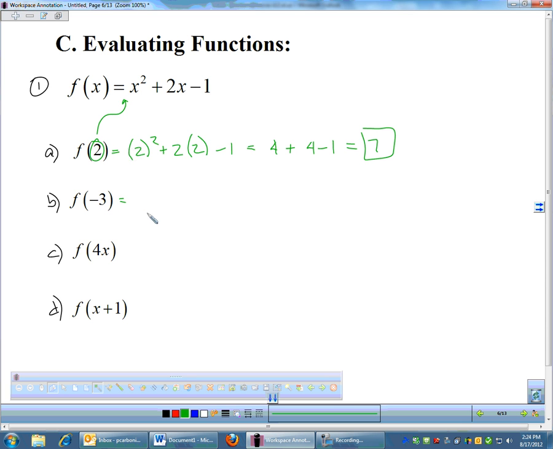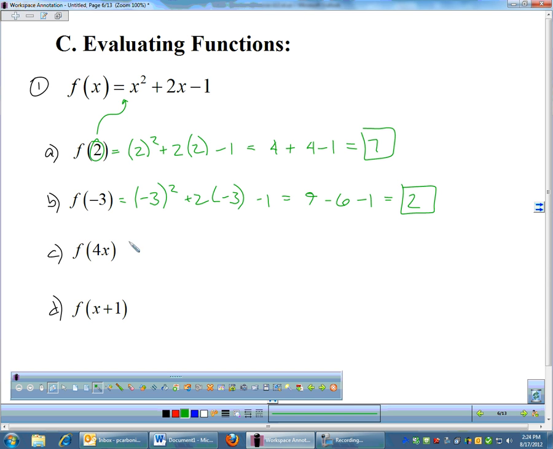With negatives, just watch your parentheses. Plug in -3 for x. That is quantity -3 squared, plus 2 times -3, minus 1. Follow order of operations. -3 squared is 9. 2 times -3 is a -6, so minus 6 minus 1. 9 minus 6 minus 1 is 2. Getting a little bit more complex, if it's 4x, if I plug 4x in, it's parentheses 4x squared plus 2 times, and anywhere there's an x, I like parentheses. Just stick with parentheses. It helps you eliminate mistakes.